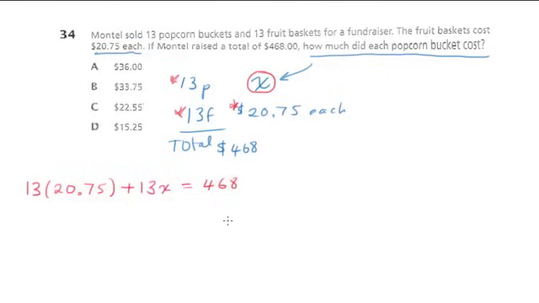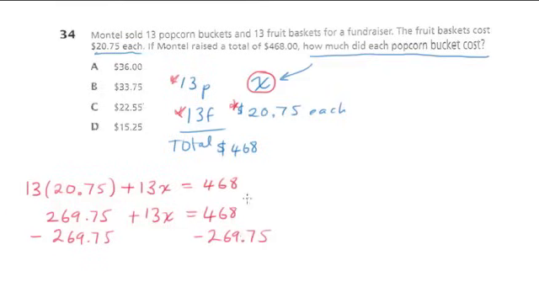So if we start this off by doing 13 times 20.75, over here it gives us 269.75. And that's going to be added with 13x, whatever x is, and that equals 468. So now the next step is to subtract the 269.75 from both sides. Notice that I'm lining this up, so there is a point there and there are the invisible zeros over here. Now what this gets us is they cancel and we get 13x on its own, and so 13x equals the 468 minus the 269.75.